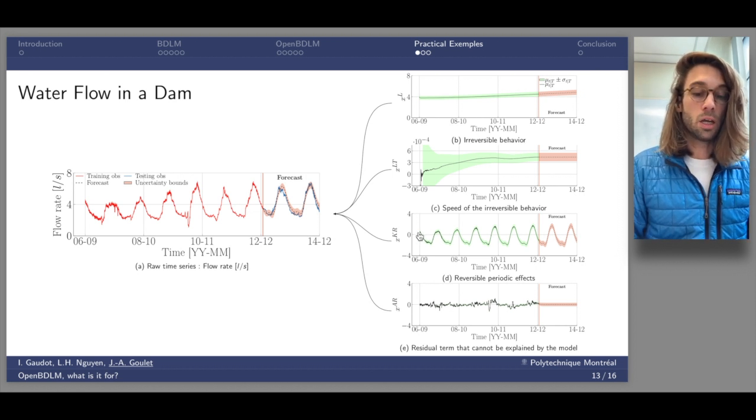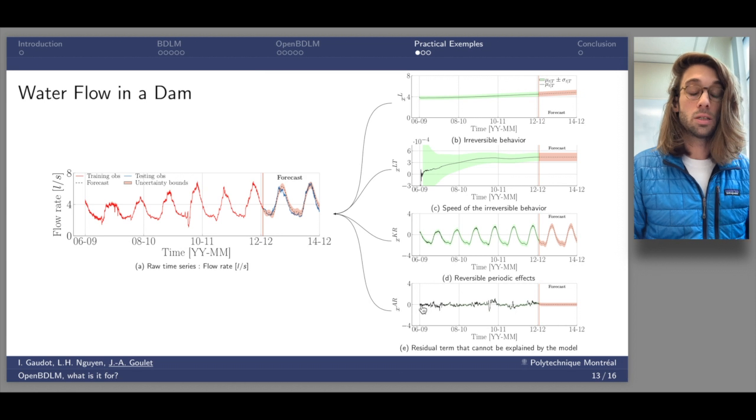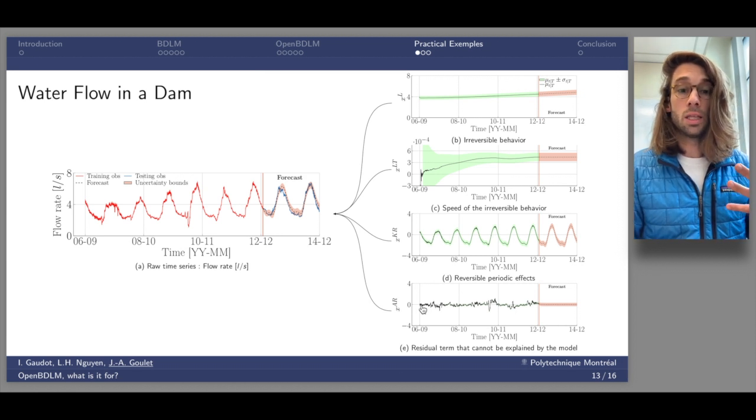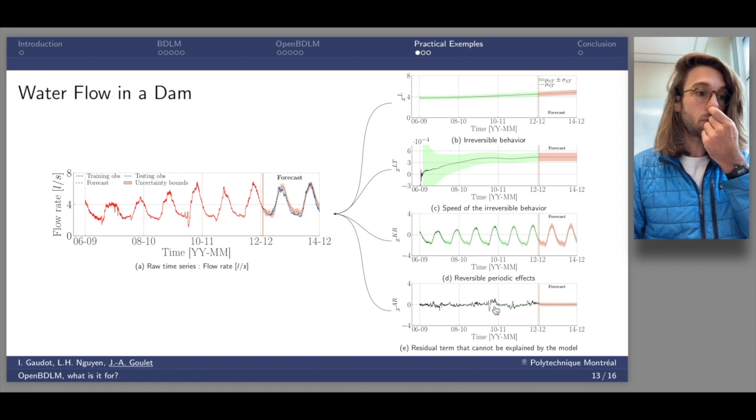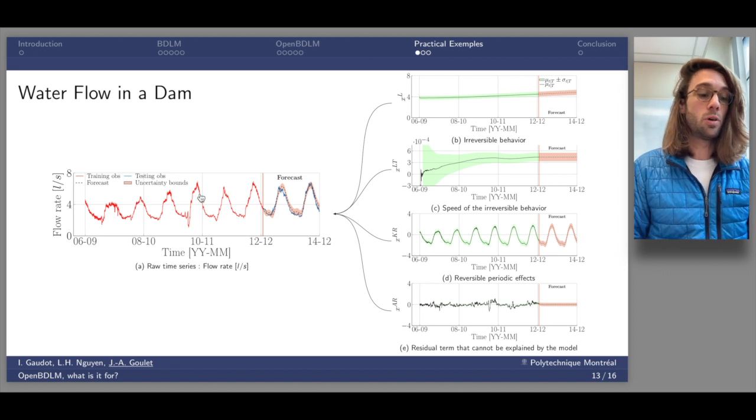We have here the irreversible periodic behavior, which we can see as an increasing amplitude over time. This is the forecast value. And finally, this is an autoregressive behavior. This is the part of the model that cannot be explained, yet that is not just attributed to random noise. This is kind of our model residual term, what we cannot explain, which is fairly small in comparison with the raw data and even the irreversible behavior. So here's the first example.